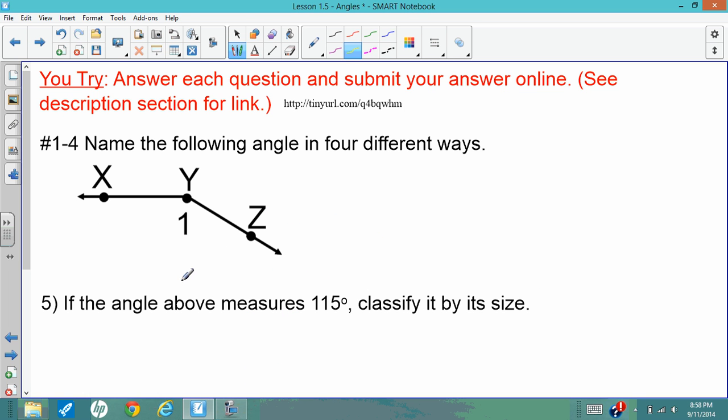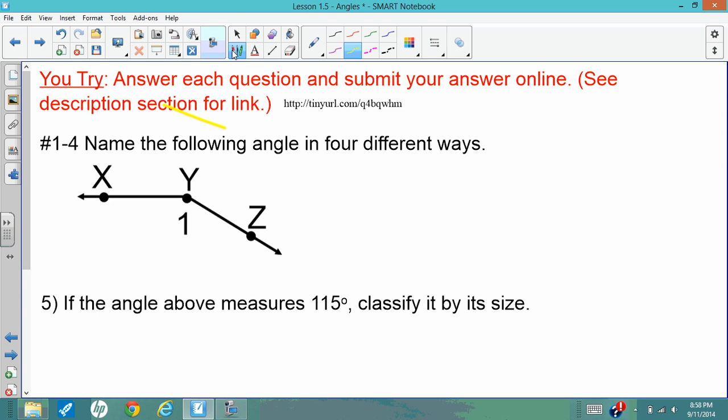So I have 4 questions for you to answer here on the U-Try. 1 through 4 are just the 4 different names for this angle shown here. And in number 5, I'm going to tell you that the angle measures 115 degrees, and I want you to classify it by its size. So it's either acute, obtuse, right, or straight.